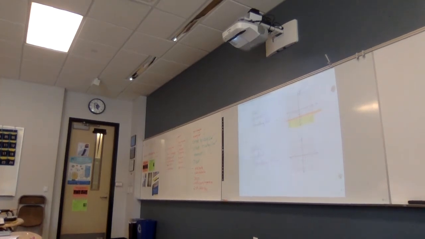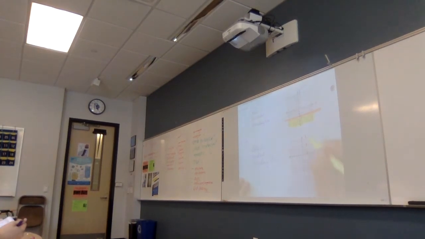Okay, so I'm going to go to x equals 2. I'm going to draw a dotted boundary line. Since x is going to be any number that is greater than 2, which direction am I shading? To the right.